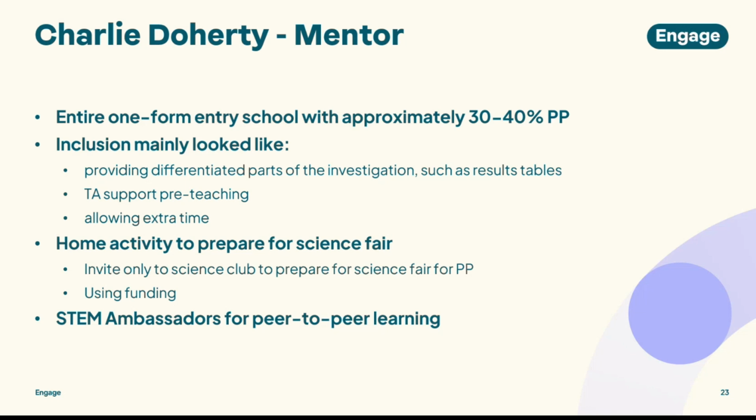I'm just going to share a few things that the mentors that you may end up working with have done to try and ensure that all pupils were able to access and gain the CREST Awards. So Charlie is working in a one form entry school, and she decided that all the pupils would actually work towards gaining a CREST Award. And you can see there that she's got high levels of pupil premium children. So what she really focused on was thinking about, well, what does this look like?